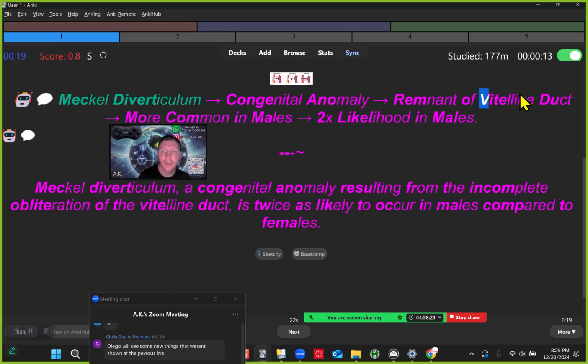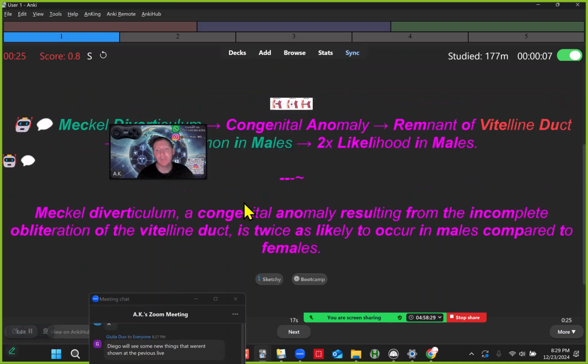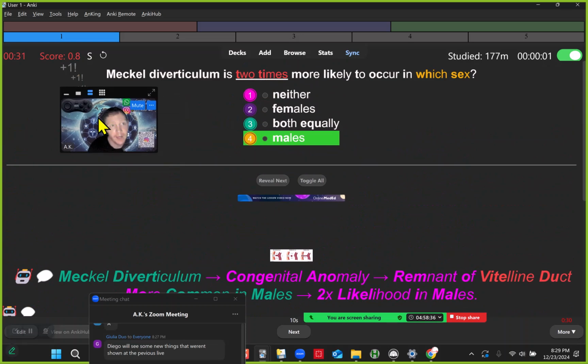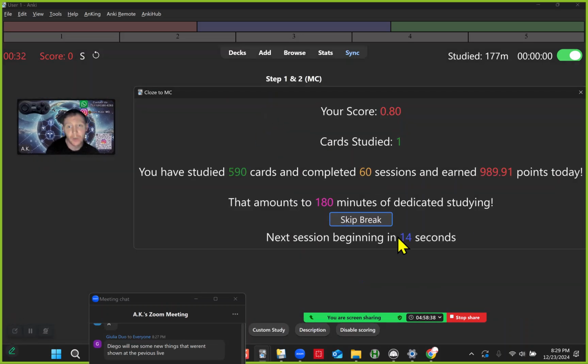Congenital abnormality, remnant of vitelline duct, more common in males, right? So that's kind of an explanation. Sometimes some explanations are better than others. This is truly the explanation, which is just that males have an ontological predisposition towards this.